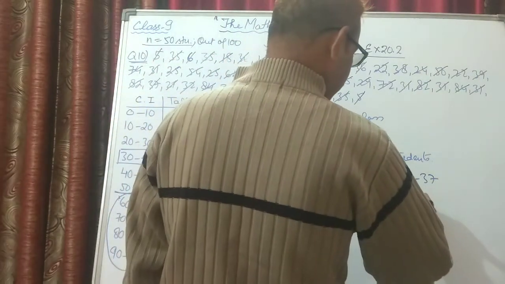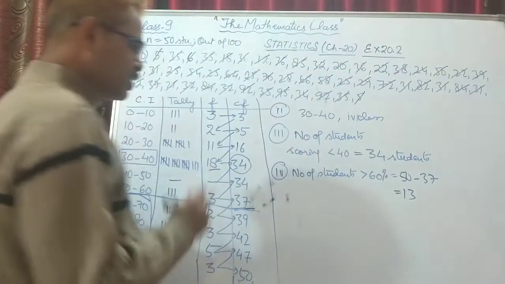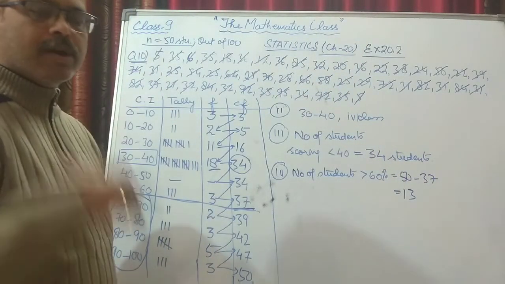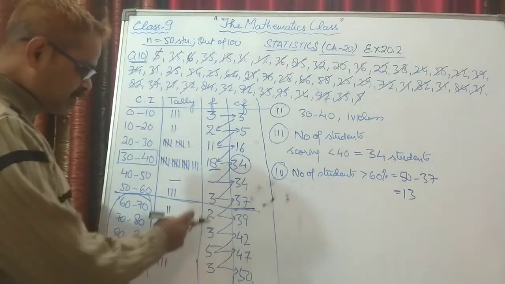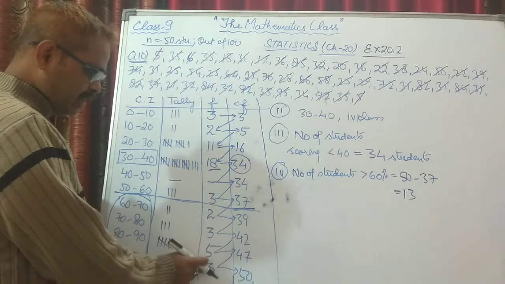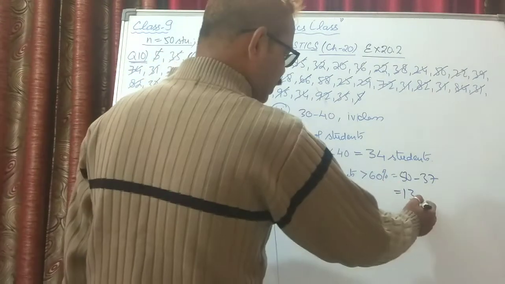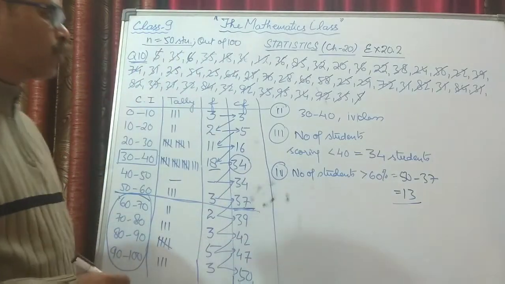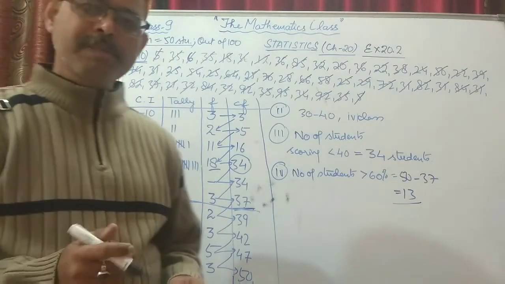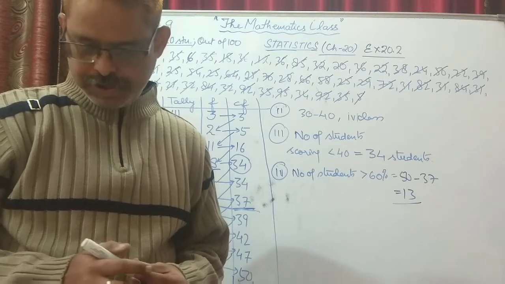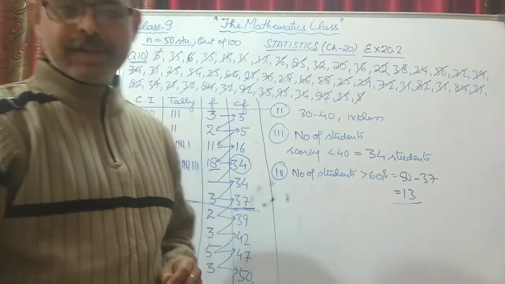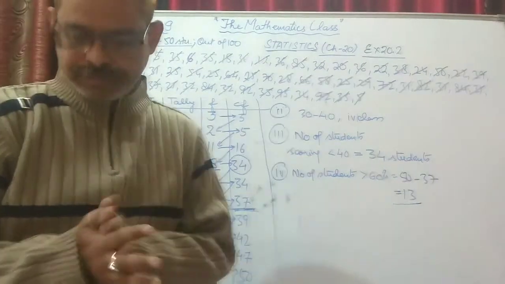So that comes out to be 13. It means 13 students have scored more than 60%. You can check: 3 and 2, 5, and 5, 10, and 3, 13. So 13 is the number of students who have scored more than 60% marks, or who have scored their first division. Now let's see what we are going to do in the next question.